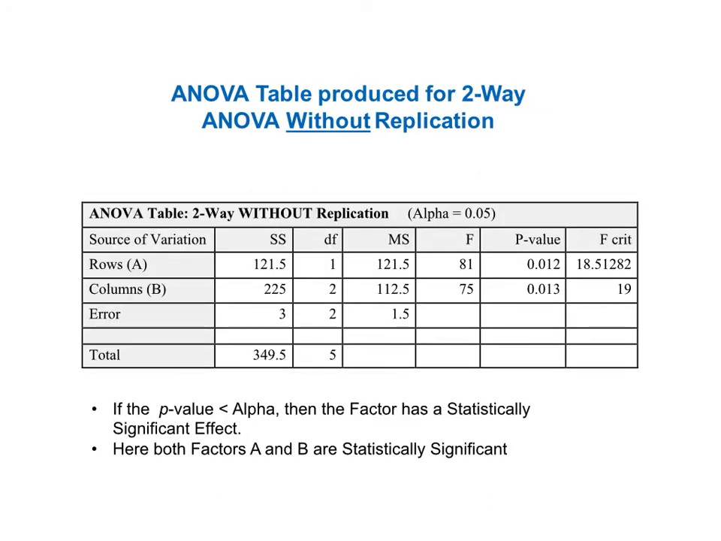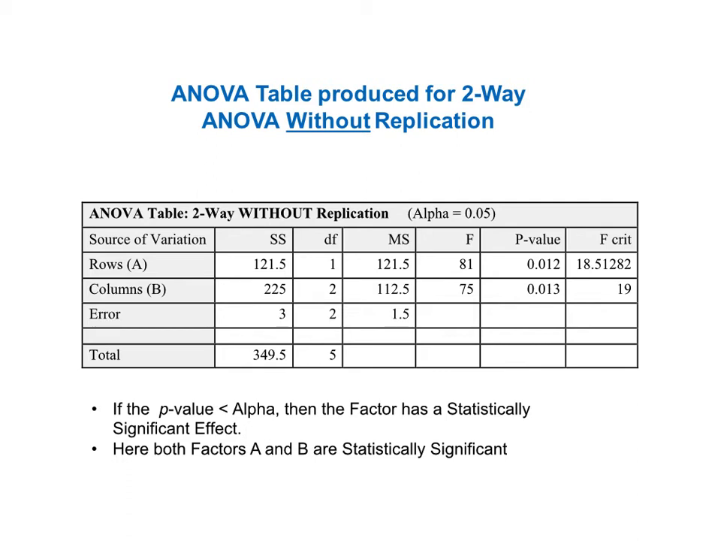Each statistical spreadsheet or software tool will have a somewhat different format, but here is an example of the type of information provided by the without replication analysis. In this example, the source of variation column calls factor A rows, and it calls factor B columns. To determine if there is a statistically significant effect for either factor A or factor B, we can look at the p-value. In both cases, the p-value is well below the value of 0.05, which had been selected for alpha. So both factors A and B have a statistically significant effect on cleanliness.